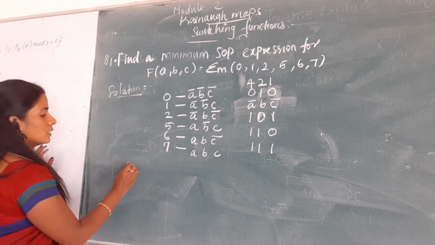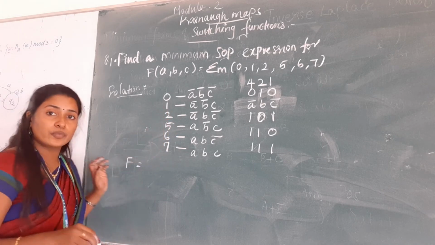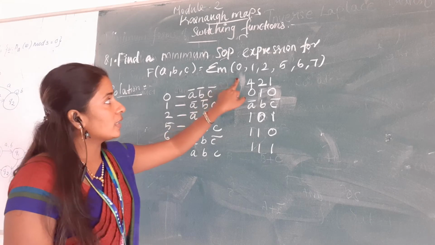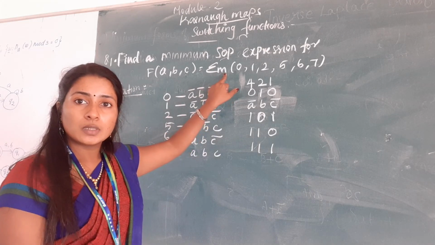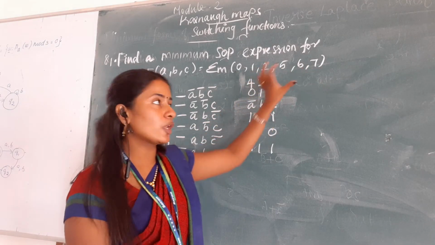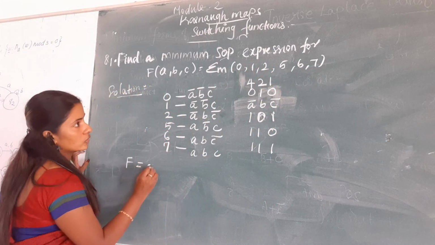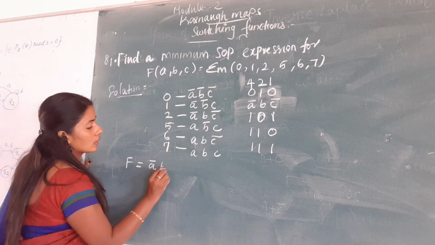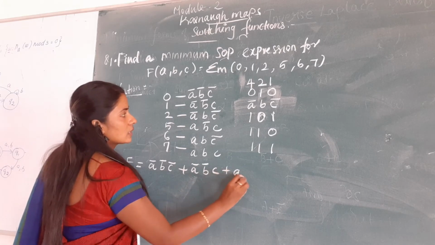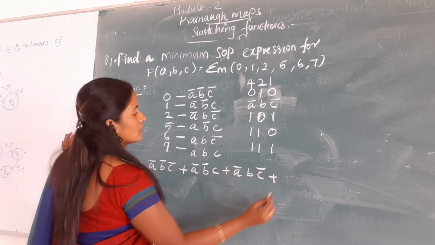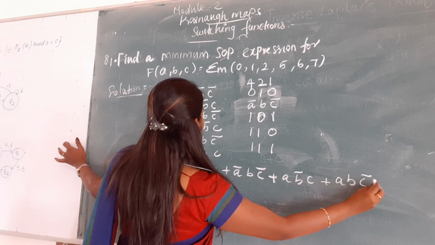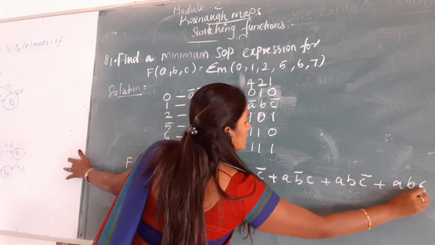Now I can write the function f is equal to, this is sum of product. So first is 0, so it is nothing but summation of min terms. Sum of 0 plus 1 plus 2 plus 5 plus 6 plus 7. This is the meaning of this function. Okay, so now I can write A bar, B bar, C bar plus A bar, B bar, C plus A bar, B, C bar plus A, B bar, C plus A, B, C bar plus A, B, C.